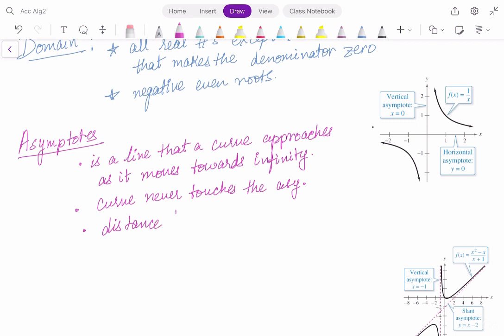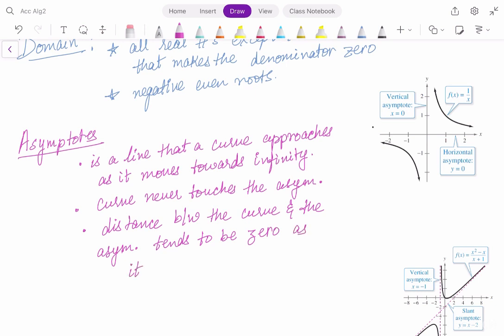Another thing, the distance between the curve and the asymptote tends to be zero as x approaches positive or negative infinity. What they are trying to say is that we can be very, very close to the asymptote, but we will never touch it. That is why the distance between the curve and the asymptote tends to be zero as we approach, on the x-axis, either positive infinity or negative infinity. This theory will get a little clearer when we solve a few questions.